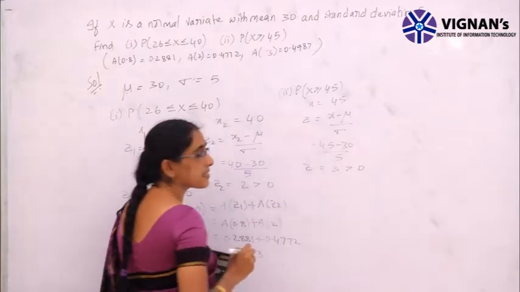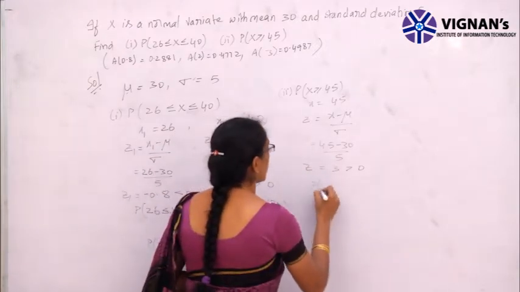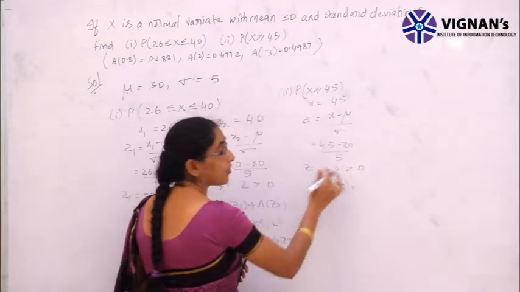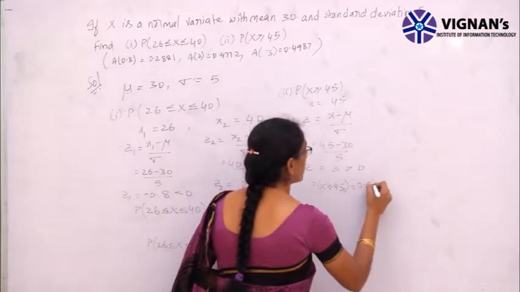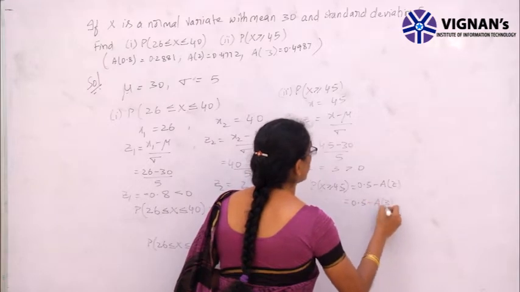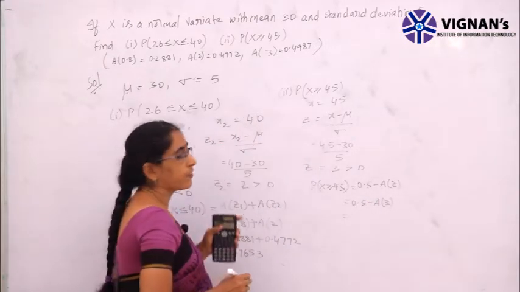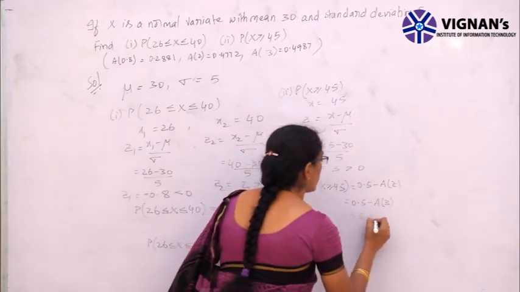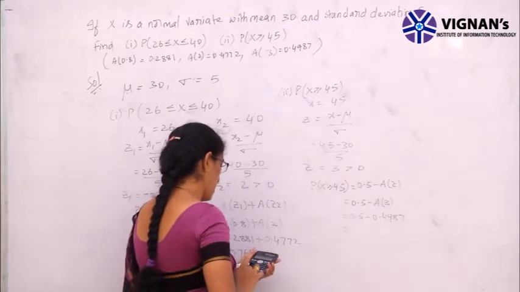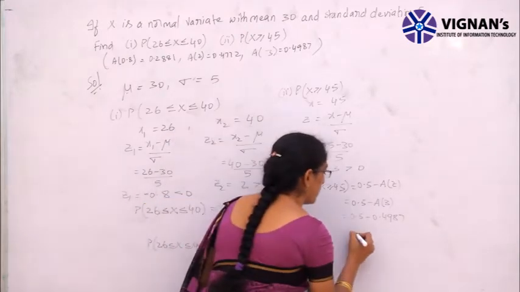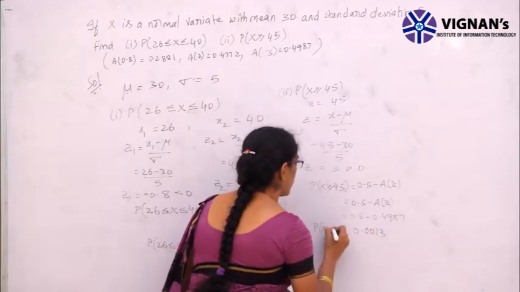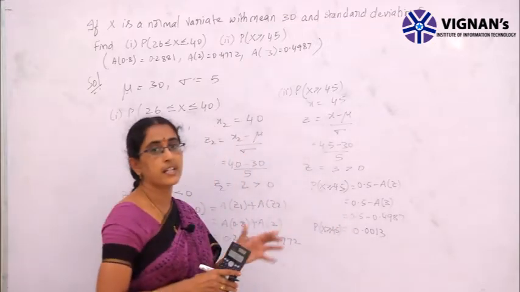So here z is greater than 0, and also we are finding the probability of x greater than or equal to 45, so both are of the same symbol. So it is 0.5 minus the area of z, that is 0.5 minus the area value of 3. The area value of 3 is 0.4987. So 0.5 minus 0.4987 is 0.0013. So the probability that x is greater than or equal to 45 is 0.0013.